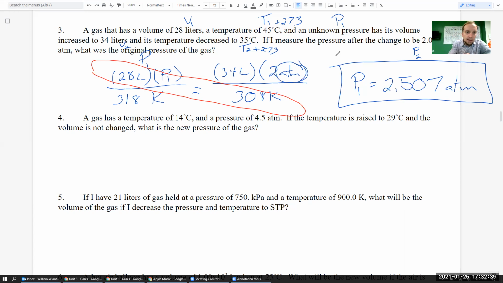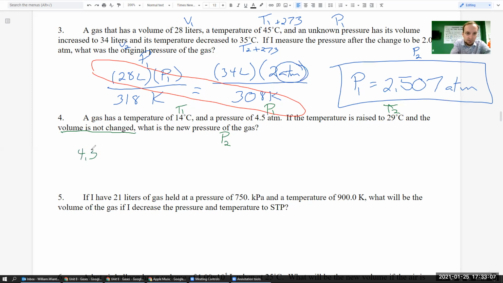Number 4, if we have a gas that has a temperature of this, T1, and a pressure of this, P1, if the temperature is raised to this, T2, and the volume is not changed, what is the new pressure? Okay, notice the volume is not changed. That means we don't care about it. We're going to leave it out entirely. So all we have is pressure.